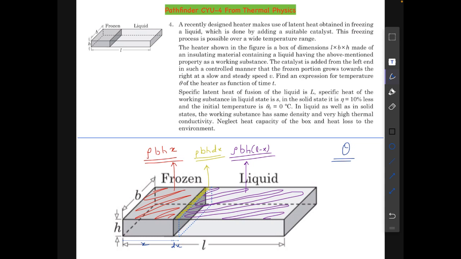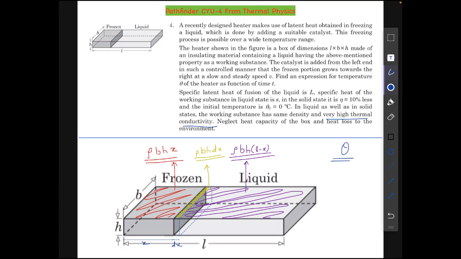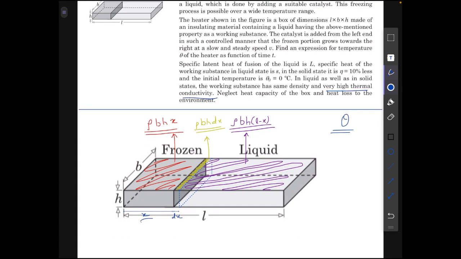So basically, first of all, what we need to observe here is that the substance has a very high thermal conductivity. So the whole box will have a constant temperature with a very small temperature gradient. So from here, let's say that x part of the liquid has frozen, and let's say in a small time dt, a dx part of the liquid freezes more.